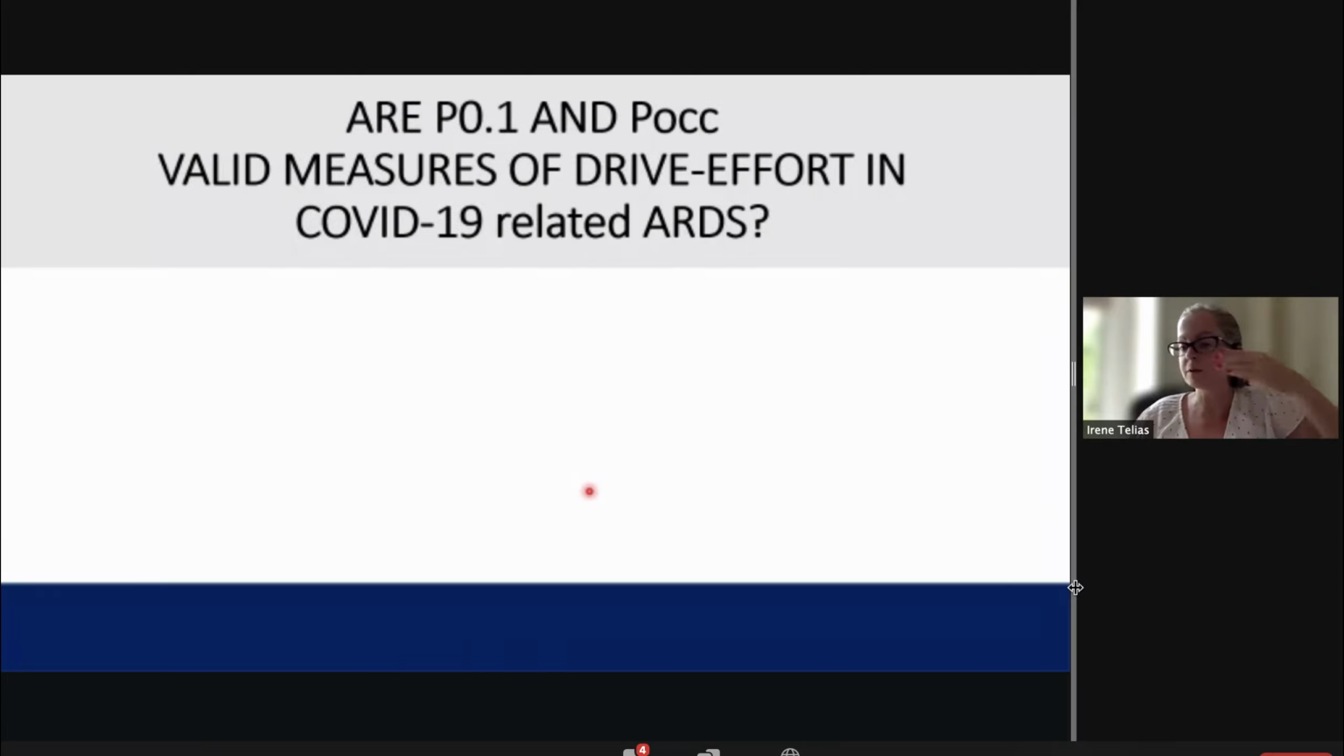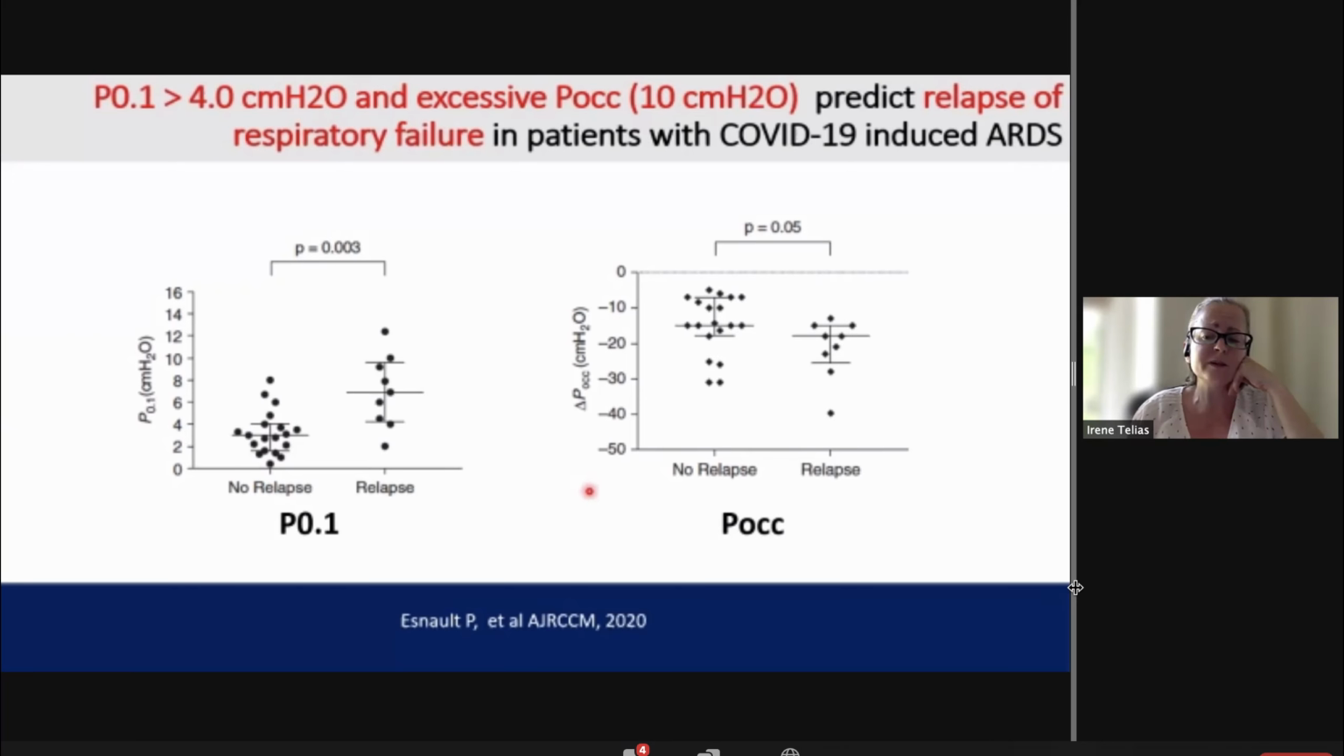Are P0.1 and Pocc valid measures of drive and effort in COVID-19 specifically related ARDS? Well, there was a very nice study, 28 patients in France. They measured P0.1 on the day of transitioning to spontaneous breathing, to an assisted mode of ventilation. And they found that patients with higher P0.1, more than 4 centimeters of water, were associated with relapse of respiratory failure, meaning worsening oxygenation and need to adjust the ventilator settings. And they also found this with higher Pocc values. So it seems that it does have a clinical meaning.